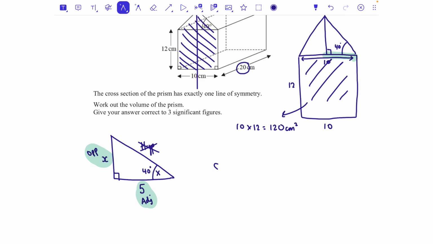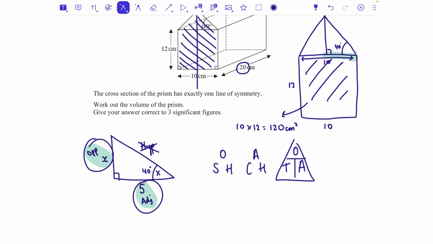Okay, so now we need to think, is it going to be SOH? Is it going to be CAH? Or is it going to be TOA? Now, O and A being involved, we're going to use TOA. Cover up the thing you want to know, which is the opposite, and do the sum that's left behind. So this is going to be tan 40. Remember, if you're using SOH, it would be sine 40. If you're using CAH, it would be cos 40. But because we're using TOA, it's going to be tan 40.